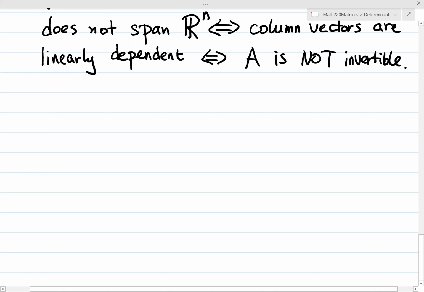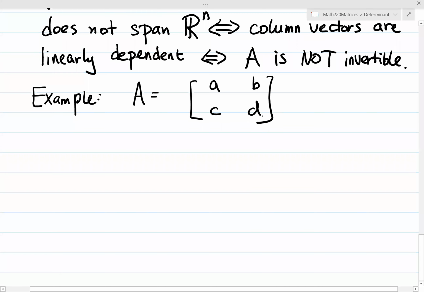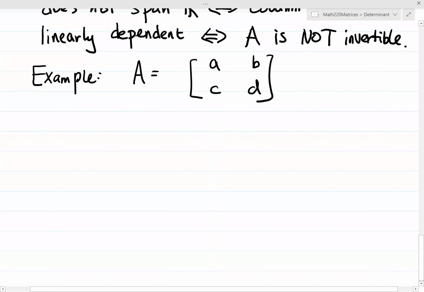Now, of course, I can give it to you directly, but if I give it to you from nowhere, you have no idea where it is coming from. So suppose we have this matrix A. Let's suppose A is this 2 by 2 matrix, A, B, C, D. This means we have 2 vectors, AC and BD.